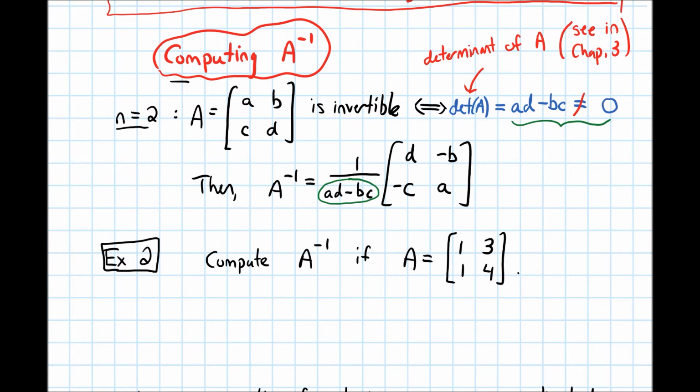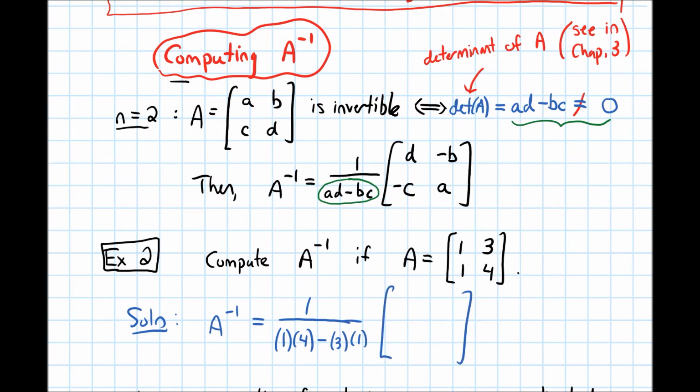Okay, so let's do an example. Let's compute A inverse if A is the following matrix. Let's solve this. The formula for A inverse is 1 over this determinant expression. So a is 1, d is 4, minus b is 3, and c is 1. And then times the matrix, where we switch the 4 and the 1, and the 3 and this other entry are in the same spots, but we put negatives in front of both of them.